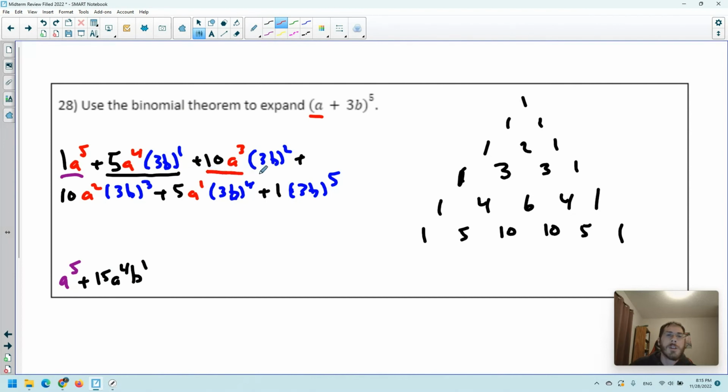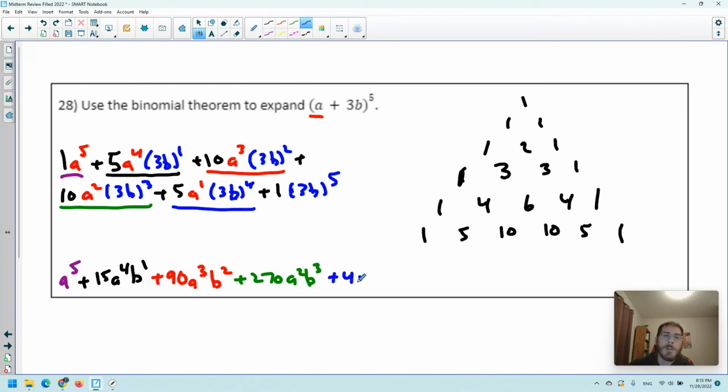My letters are going to be in alphabetical order. Next one here, I've got 3 squared is 9. 9 times 10 is 90. All right, next one I got here is 3 to the 3rd, so that's 27. 27 times 10 is 270. a squared b to the 3rd. So even though there's more b's, I'm still writing the a first because it's in alphabetical order. 3 to the fourth would be 81. 81 times 5 is 405.